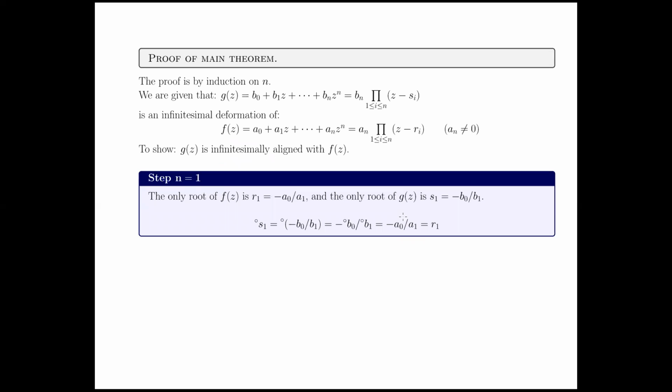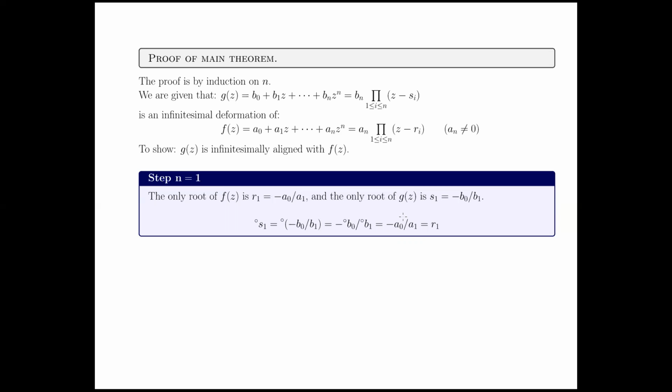So remember, we're given two polynomials, G and F, and we're given that G is an infinitesimal deformation of F. So the coefficients are infinitesimally close. We want to show that G is infinitesimally aligned with F. So we do it by induction. When n equals one, the only root of F is right.